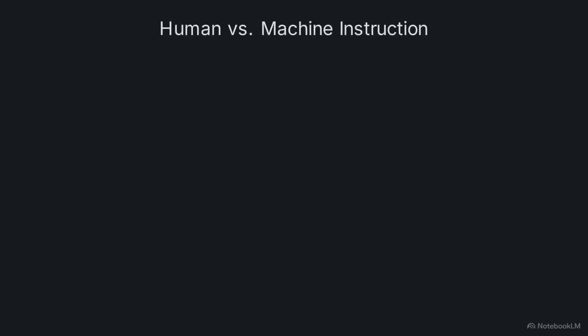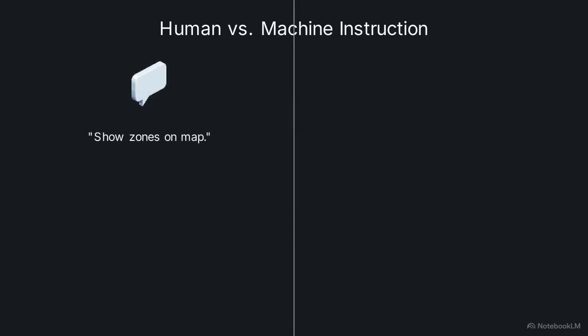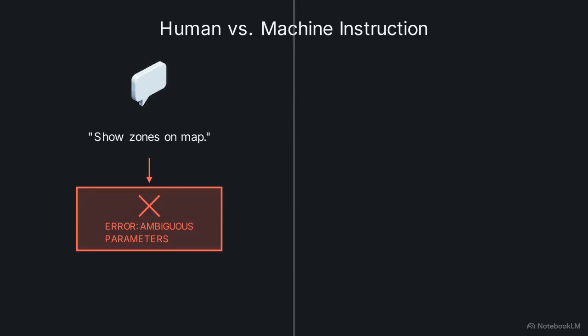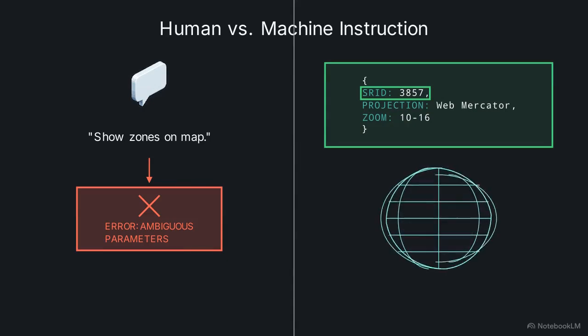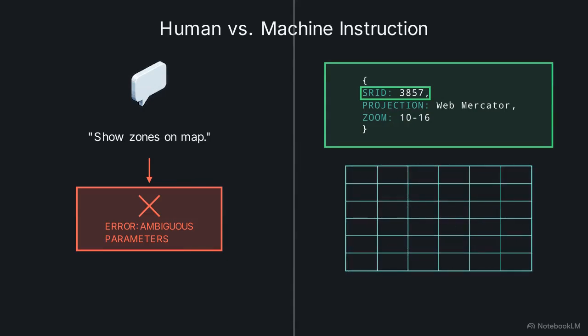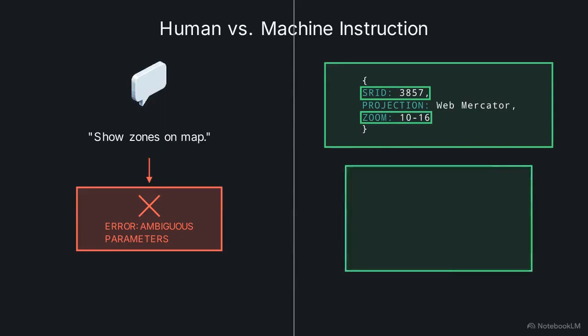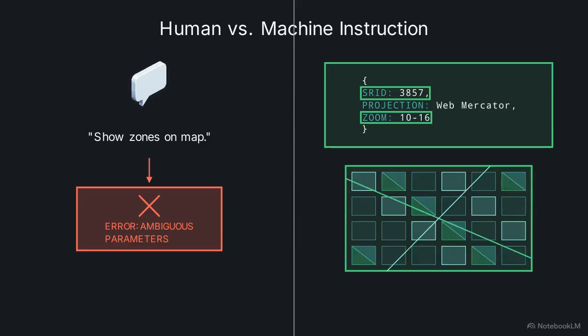This diagram illustrates the difference between human and machine instruction. On the left, a vague prompt like "show zones" on map results in a failure state. On the right, a structured input specifies the exact spatial reference identifier, SRID 3857, which is a specific code used to project the round Earth onto a flat screen, along with precise zoom levels. The AI takes that explicit math and successfully generates the geometry.